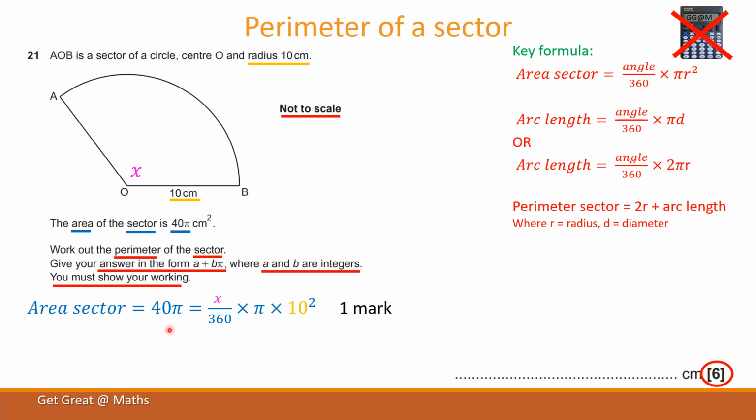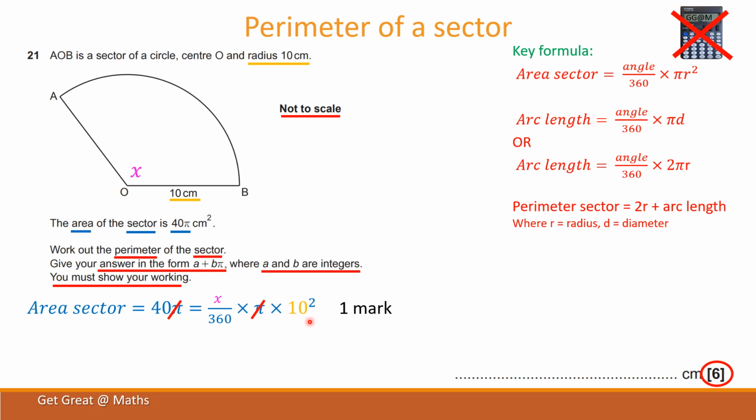Now, if you notice both sides have got a pi in. So I can cancel both the pi's on both sides. I'm then going to rearrange to find x. So I'm going to get rid of this divide by 360, and I'm going to multiply by 360. And I'm going to get rid of this times by 10 squared. And now 10 squared is 100 because 10 times 10 is 100.